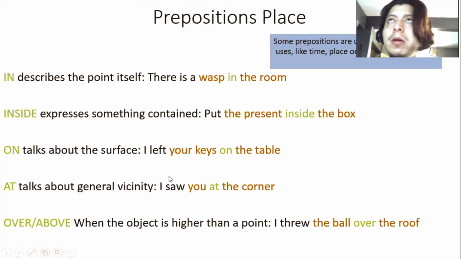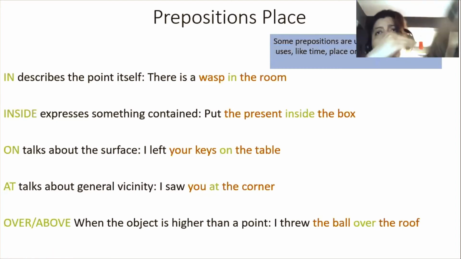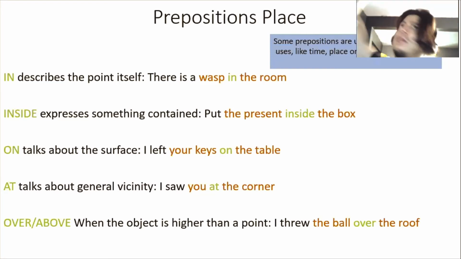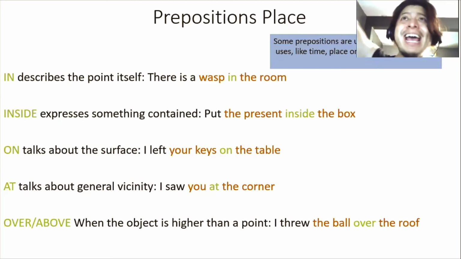Over or above, when you're using them for place, it means the object is higher than a point. I threw the ball over the roof. So you have the roof of your house, and the ball was over, at a higher point, above. For example, above my head, I have a light bulb. I have a light on top of my head, or a roof. The roof is above my head or over my head. When something is above or over, it means that it's at a higher level.